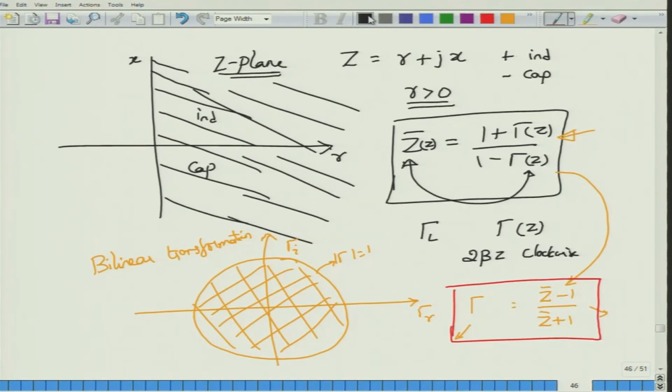Well, I know that the complex impedance can be written as r plus jx. I also know that this gamma can be written as gamma r plus j gamma I in the rectangular form. So I can write in this particular fashion, and then what I will do next is to try and relate this r with gamma r and gamma I, and x with gamma r and gamma I.